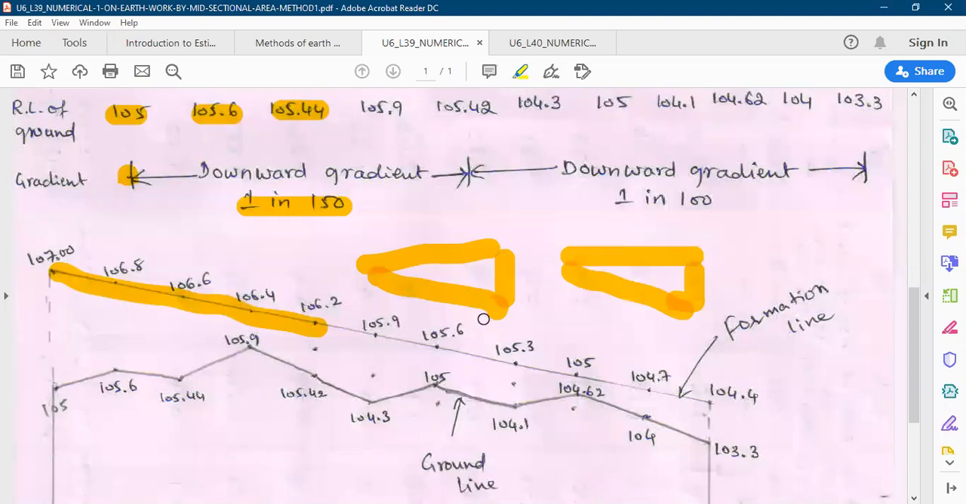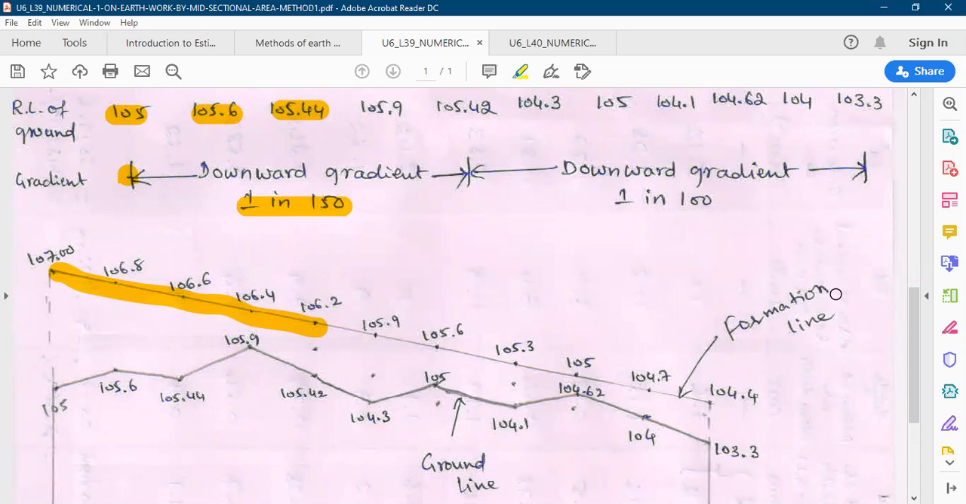Similarly, from chainage number 14 to 20, for every 100 meter, the level decreases by one unit. So these are the references for the calculation of RL of formation. How do we calculate the RL of formation for the remaining points? They have given the RL of the first point, the RL of the 10th chainage.